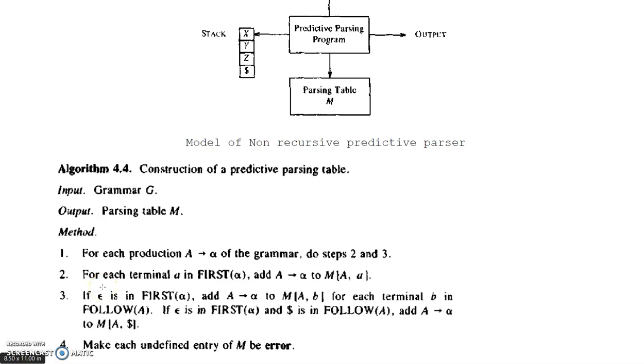For the epsilon production, we have to add that production in the follow symbols, that is, on the particular non-terminal row and the particular terminal column of the follow symbols. And all the other undefined entries are treated as error. So let us consider an example.